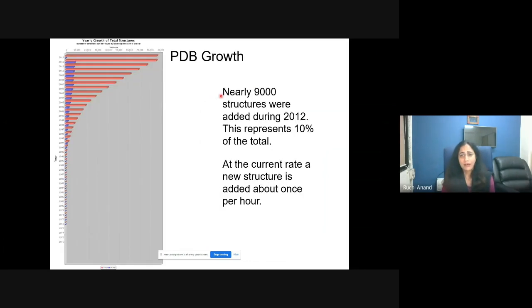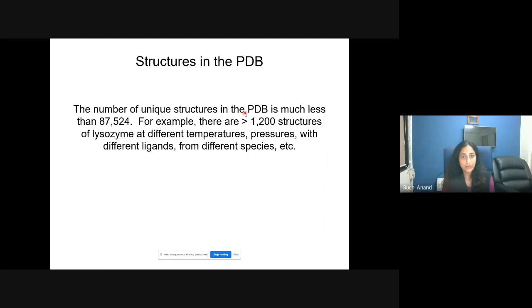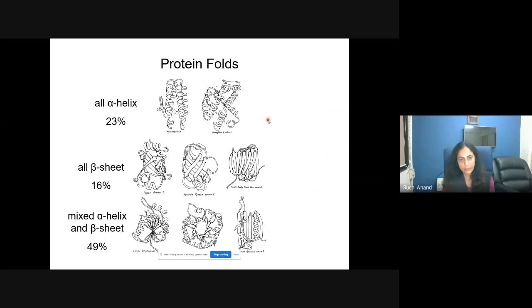So this is an outdated slide from 2012 actually. Now 10 years have passed, but so many structures were already deposited and so many proteins were known, more than 9,000 unique structures. So structures have been deposited in the PDB, and you have a lot of structures in the PDB. And even for one single protein like lysozyme, there are more than 1,200 structures.